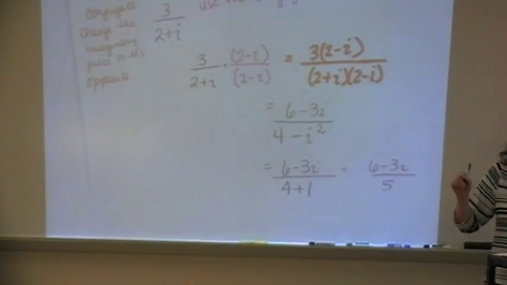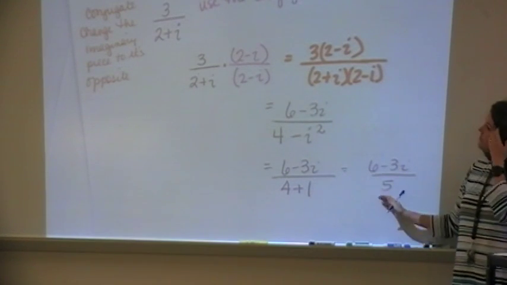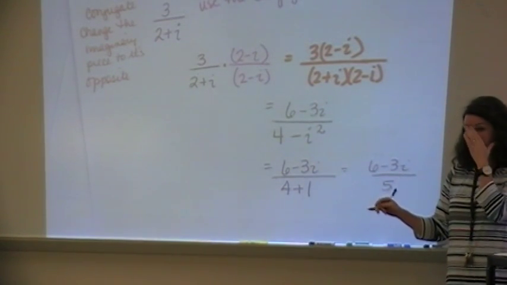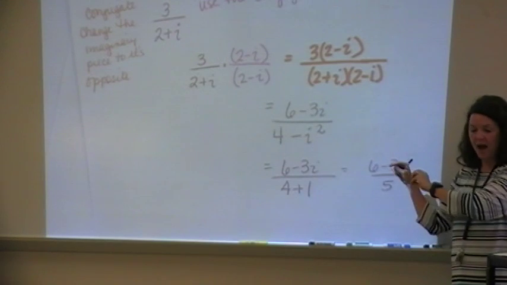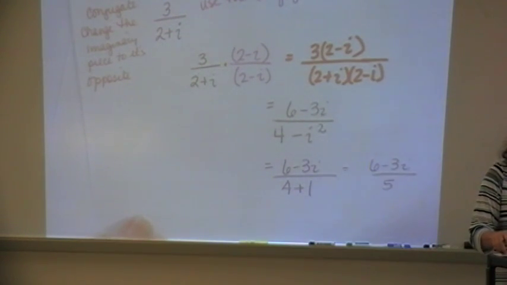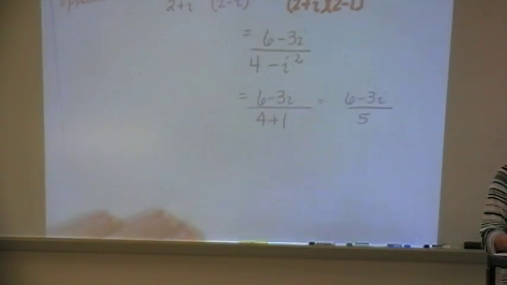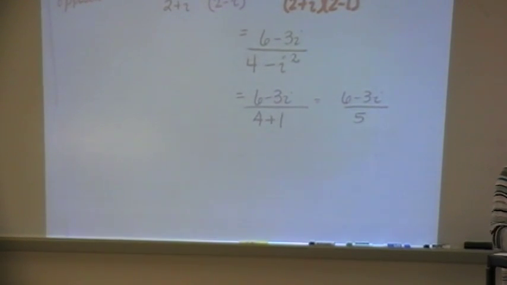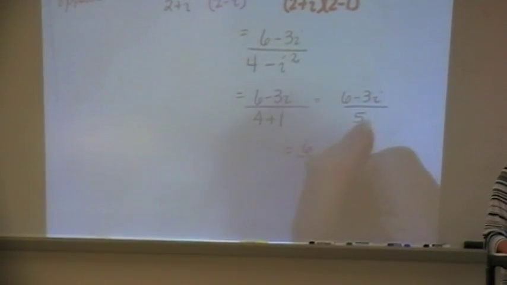Now, you can't leave it like that and have it counted correct, because they specifically told you you have to put it in a plus bi format. So you just split the denominator up. If it belongs to the whole thing, it belongs to each piece. So it would be 6 over 5 minus 3 over 5 i.